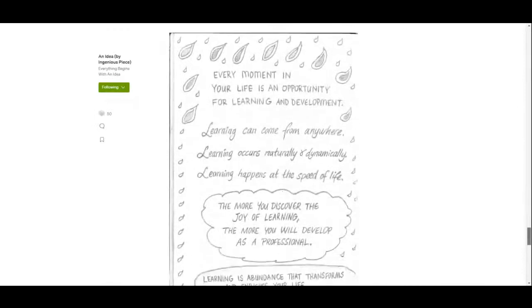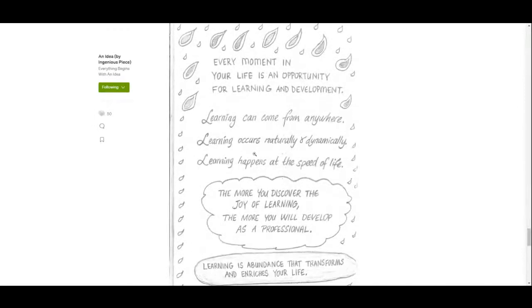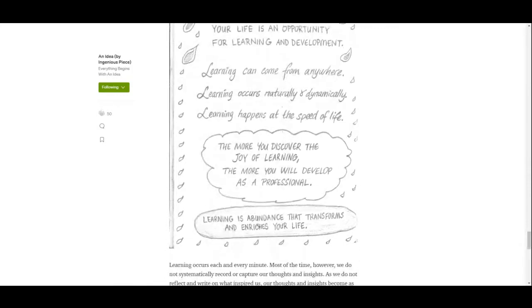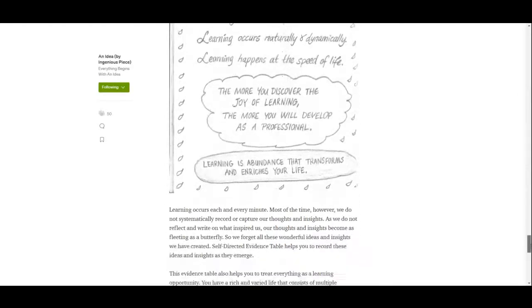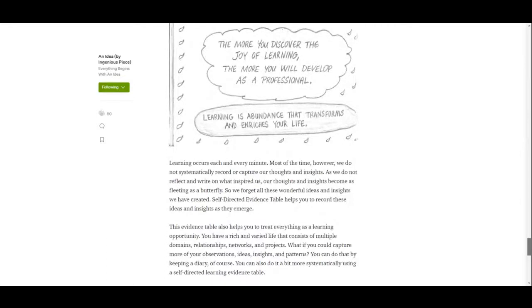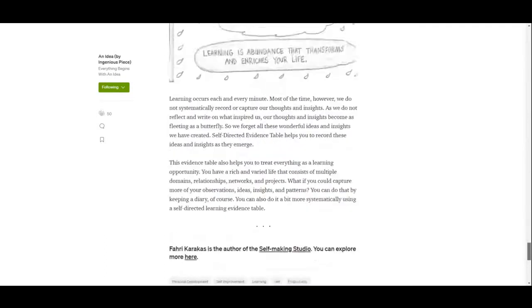So the idea is that learning is everywhere. It comes from anywhere. It is dynamic, it is natural, it happens at the speed of life. The more you discover the joy of learning, the more you will transform yourself. So learning and curiosity are the abundance that transform your life and enrich your life. We need learning, creativity, inspiration and imagination. These will enhance your life. And that's the idea here.